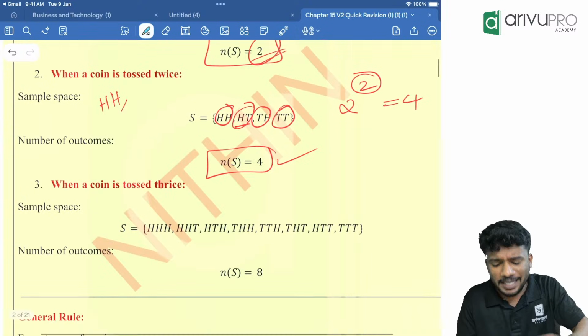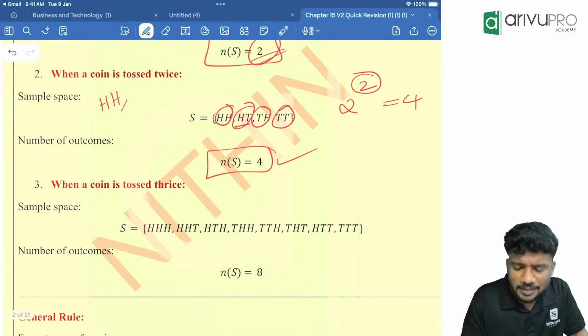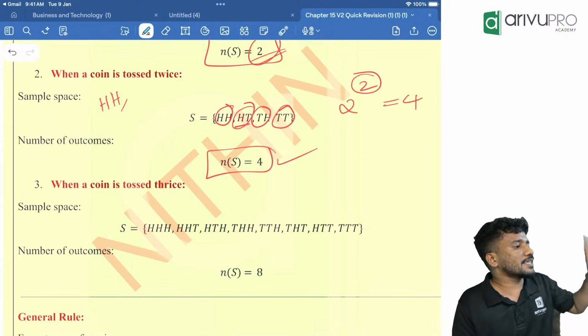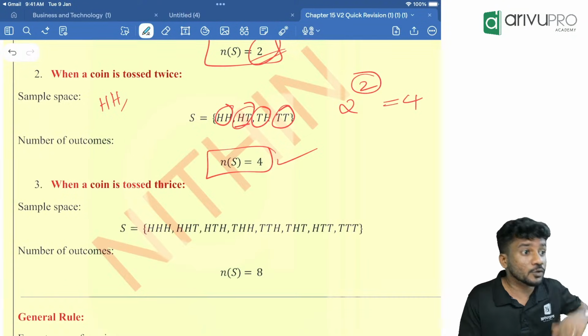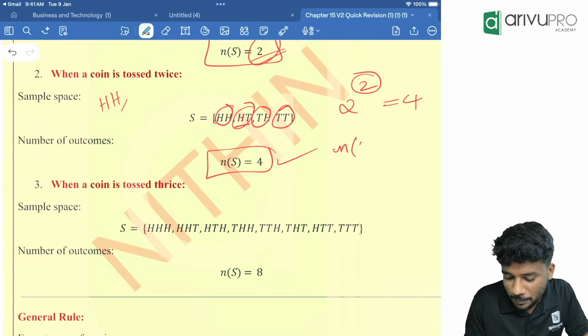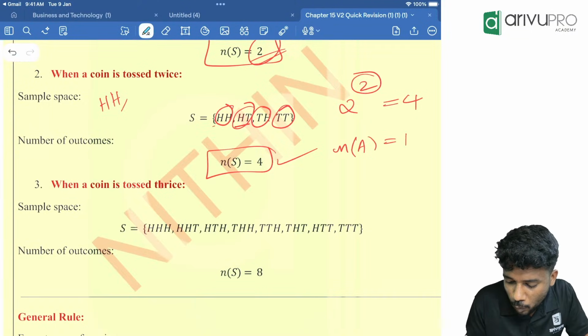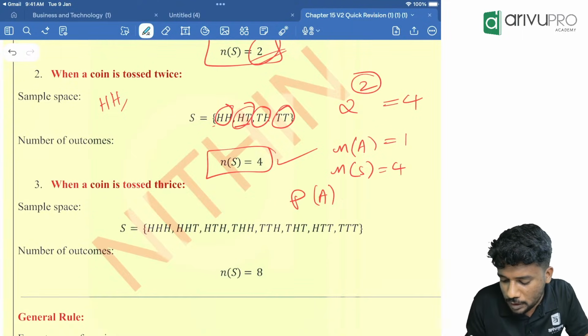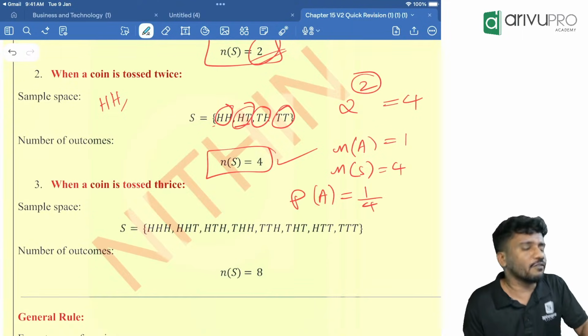Okay. Now, if I ask you a question, what is the probability of getting exactly 2 heads when I toss it 2 times? Exactly 2 heads. N of A will be how much? N of A is equal to 1. N of S is anyway how much? 4. So, probability is what? 1 divided by 4.